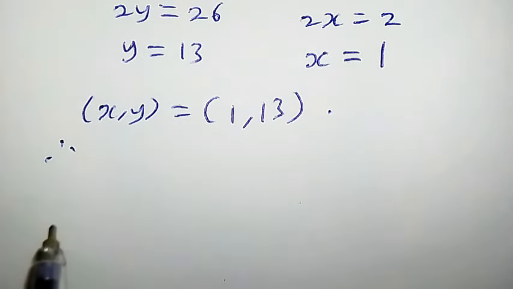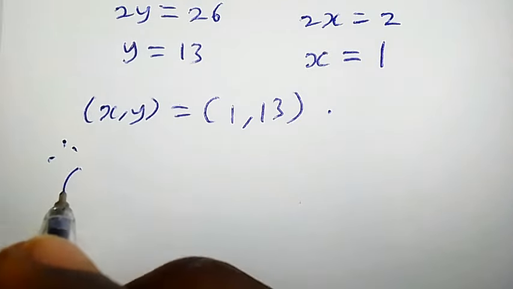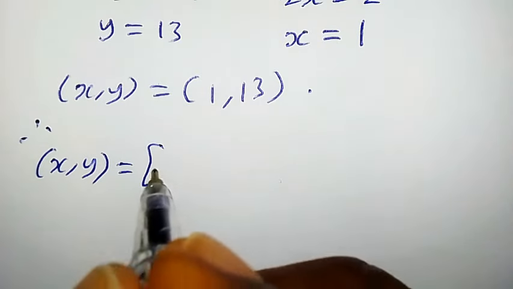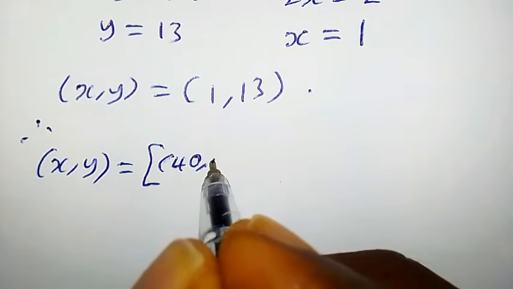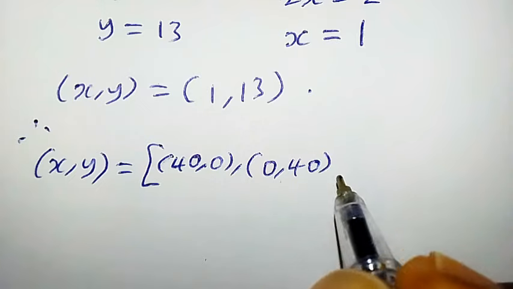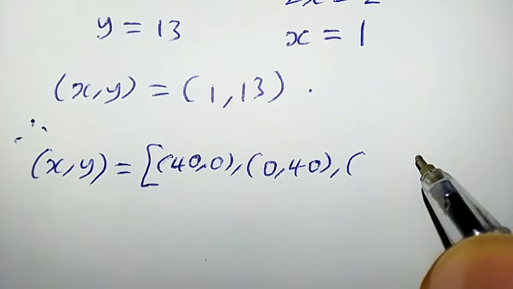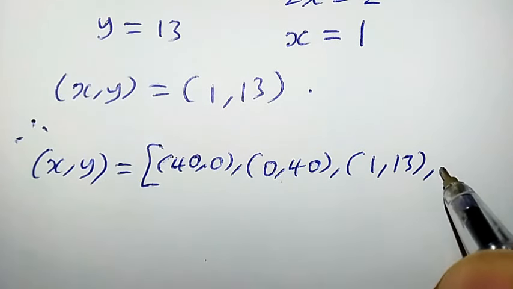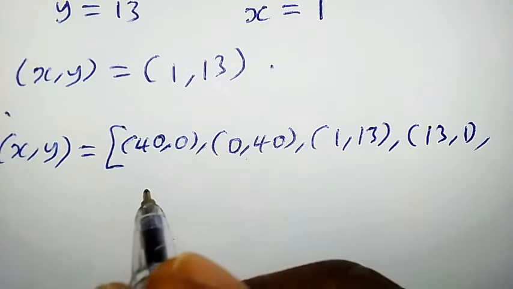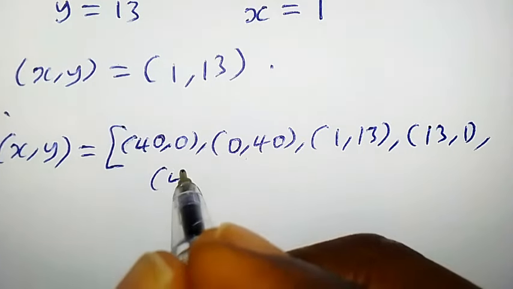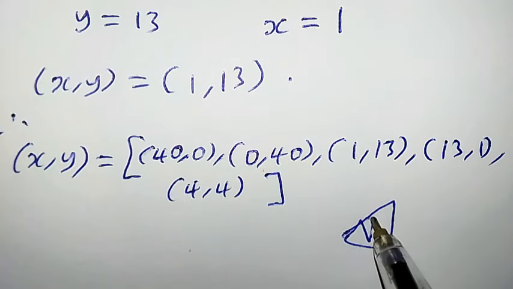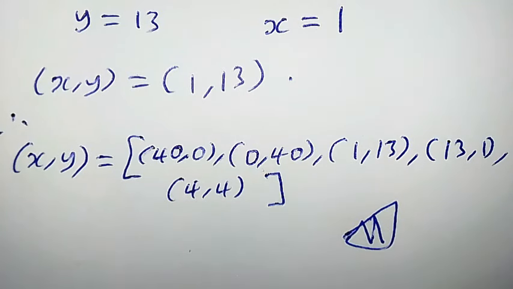Therefore, all the solutions that we have, the pair x comma y: the first solution is the pair 40 comma 0. The second solution is the pair 0 comma 40. The third solution is the pair 1 comma 13. The fourth solution is the pair 13 comma 1. And last but not the least, the fifth solution is 4 comma 4. These are all the integer solutions for this beautiful algebra problem.